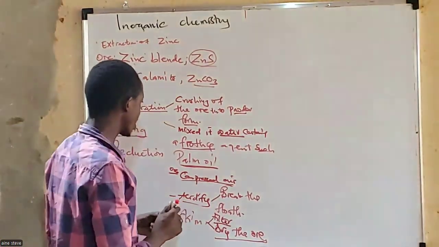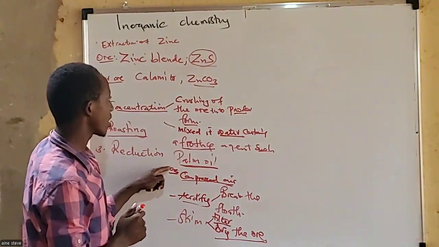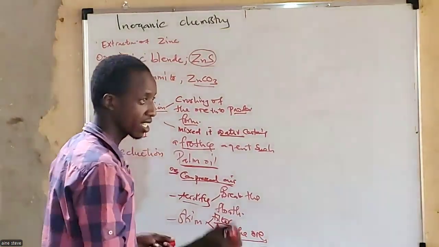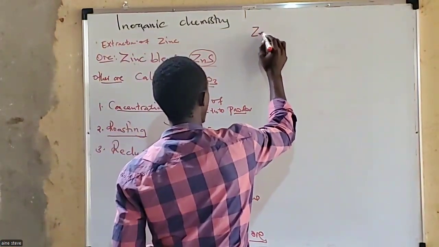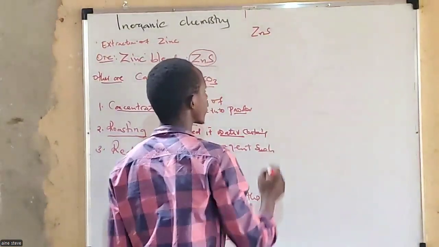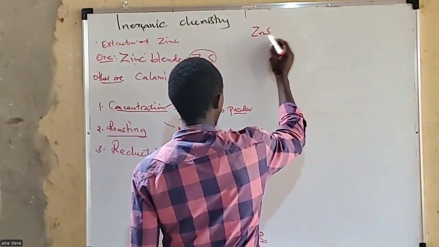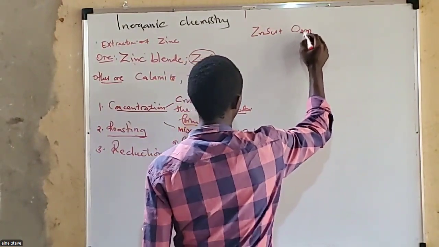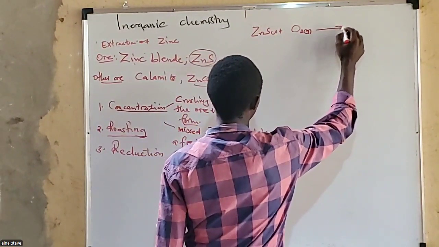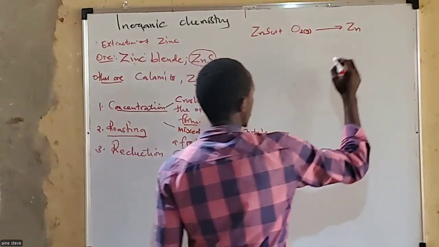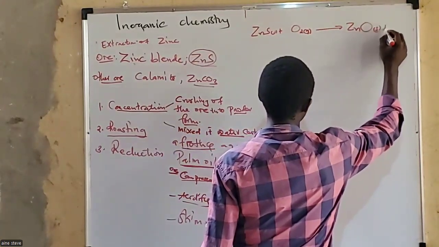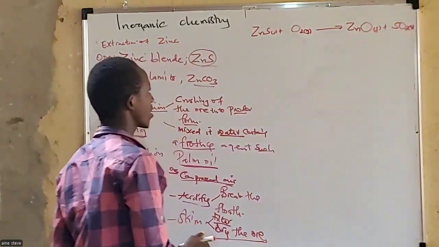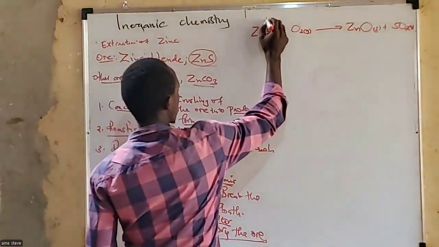The next thing is to look at what we call roasting. Roasting is where you get the concentrated ore. The concentrated ore is reacted with oxygen, okay? So when you get the concentrated ore, which is zinc sulfide, plus oxygen, you are going to get zinc oxide plus sulfur dioxide gas. So this is what we are calling roasting.